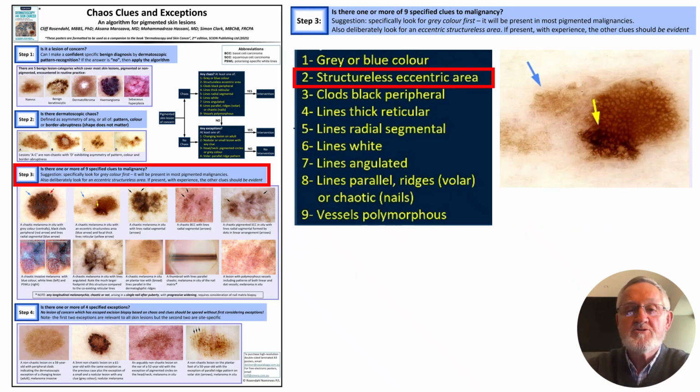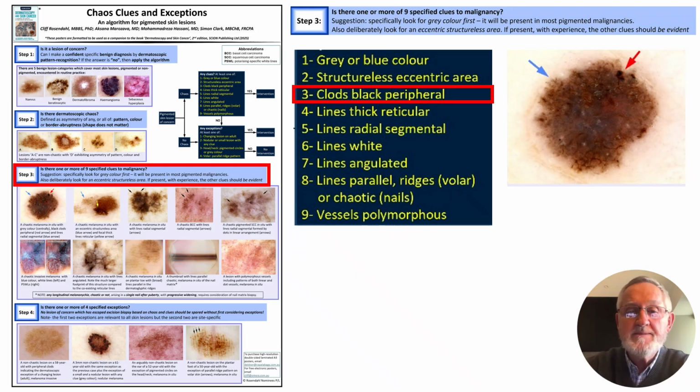Clue number 2, structureless eccentric area. Structureless means there's no basic structure predominating. It must not be skin coloured. Eccentric means it must be to one side, not at the centre. And it must be in opposition to a structured area, in this case a pattern of reticular lines, or it must be in opposition to an area of distinctly different colour. With respect to area, it must be sufficient area to break the pattern, so approximately 20% or more. If you have too small an area, you'll find a structureless eccentric area in every lesion.